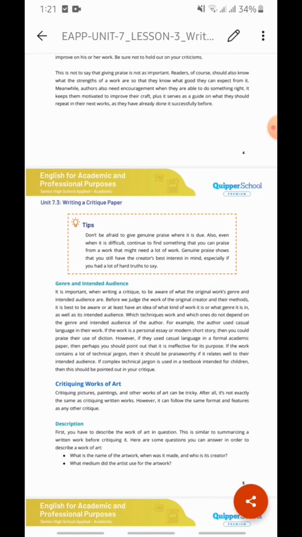So, if the work contains a lot of technical jargon, then it should be praiseworthy if it relates well to their intended audience.